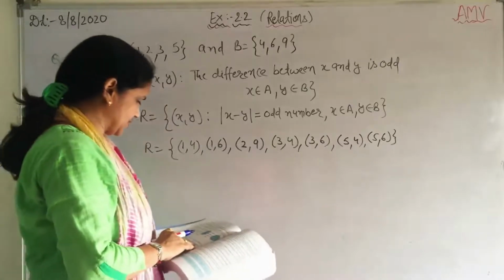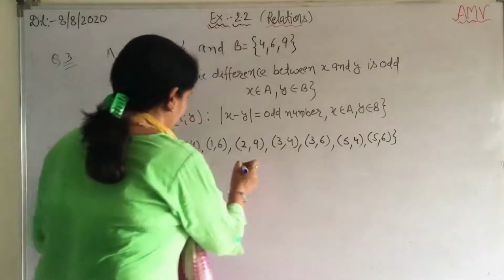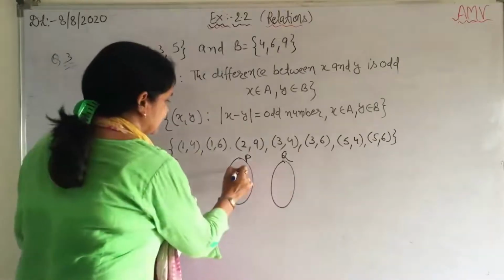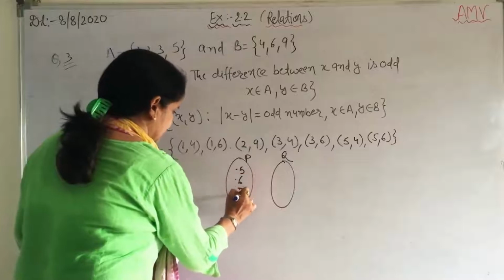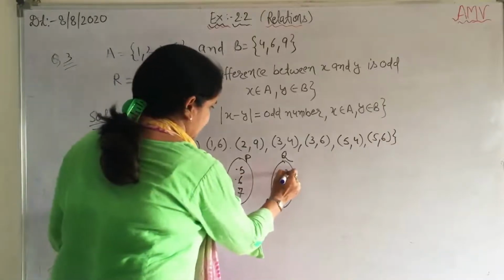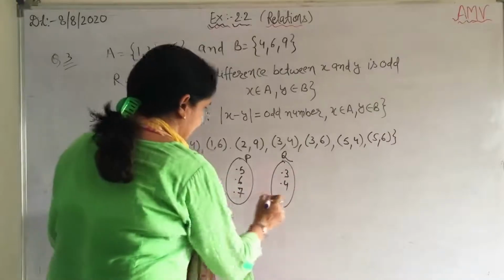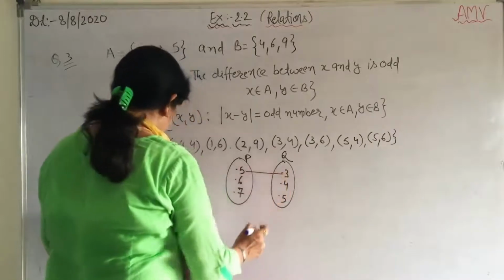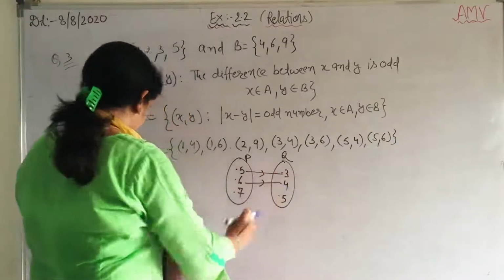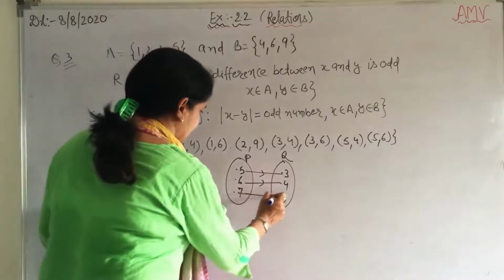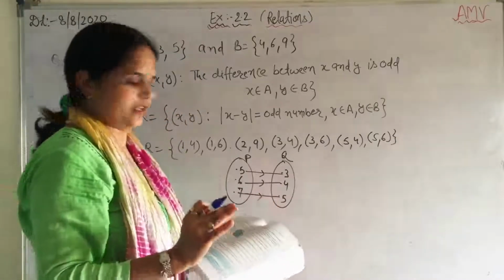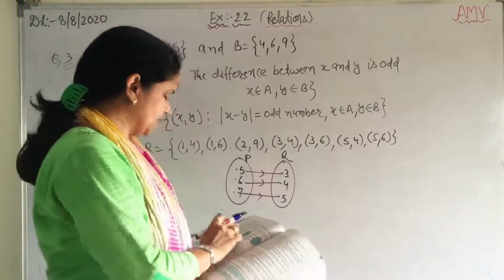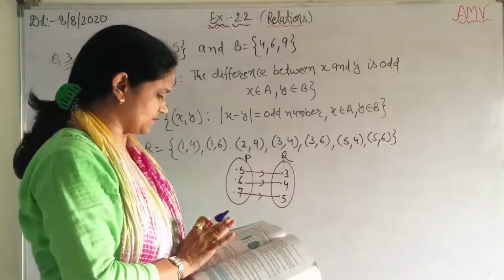Here, student, the question is given two sets, P and Q. The elements of P are 5, 6 and 7, and the elements of Q are 3, 4 and 5. 5 is related to 3, 6 is related to 4, and 7 is related to 5. It is given in the question. We have to write the relation from P to Q in set builder form and in roster form.